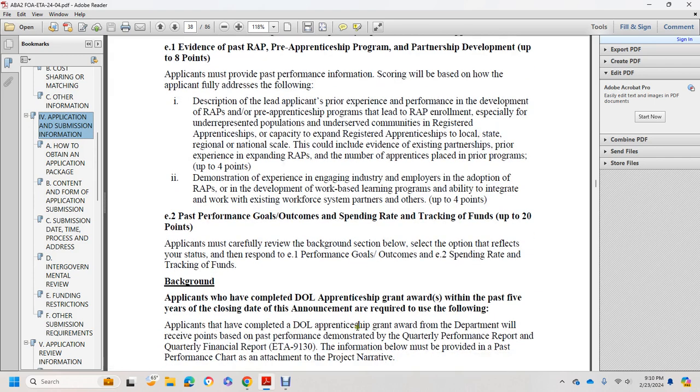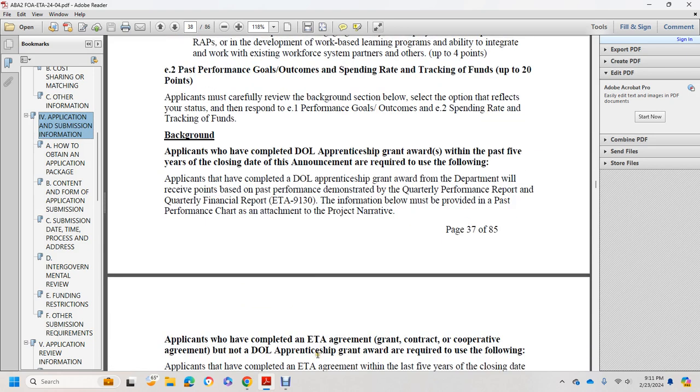Applicants who have completed the Department of Labor Apprenticeship Grant Award with the Department will be rated on the basis of past performance demonstrated with the quarterly performance report and quarterly financial form, ETA 9130, for the below, which must be provided with the past performance chart that is an attachment to the project narrative.